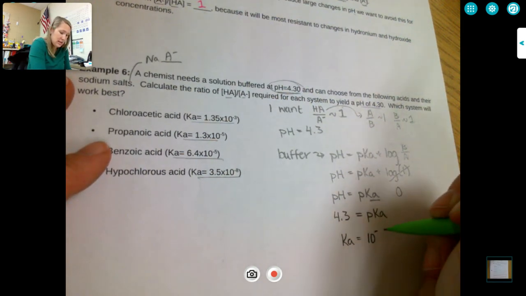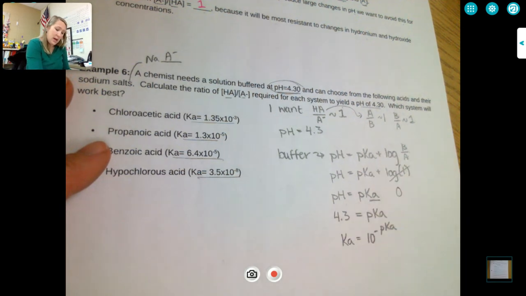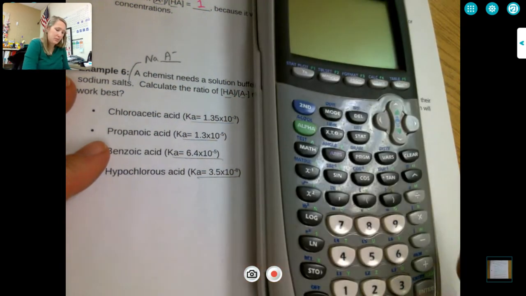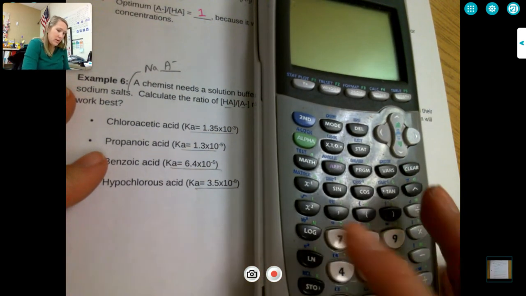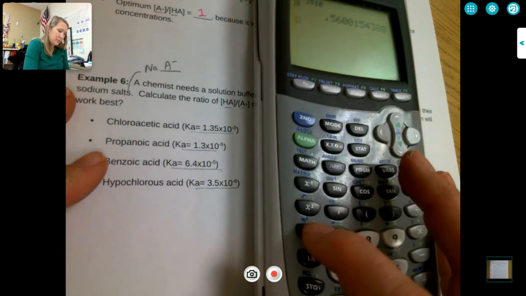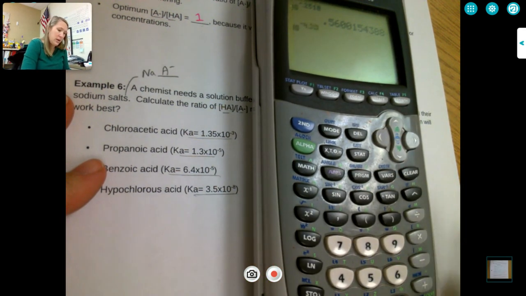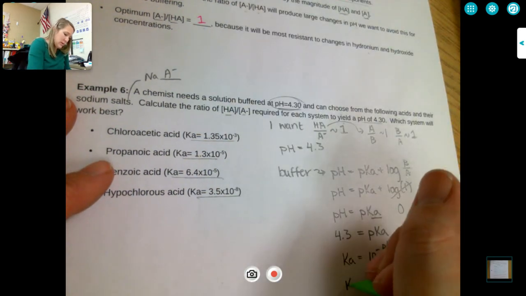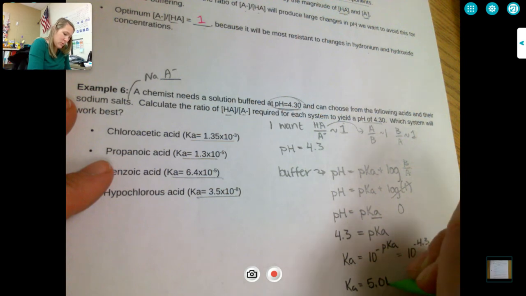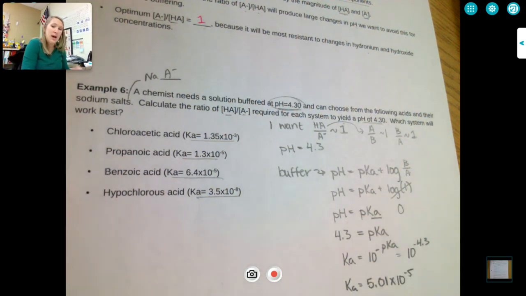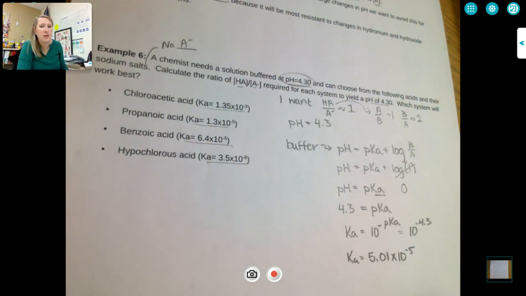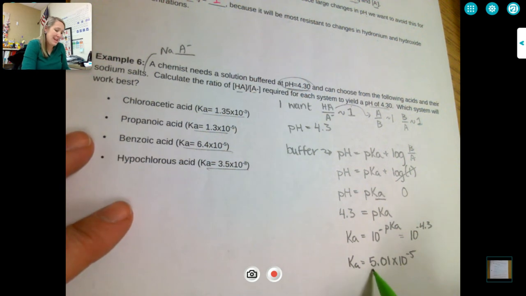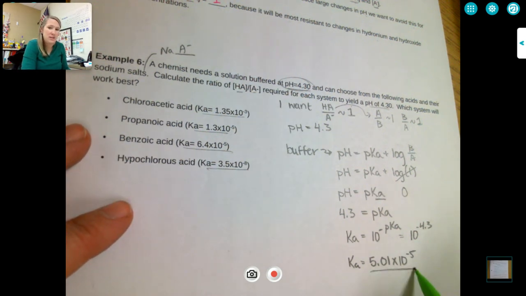Ka is just 10 to the negative pKa. So 10 to the negative 4.3, I get 5.01 times 10 to the negative 5. So my Ka is 5.01 times 10 to the negative 5. I want a buffering pair of acid to sodium salt that has a Ka value closest to 5.01 times 10 to the negative 5.